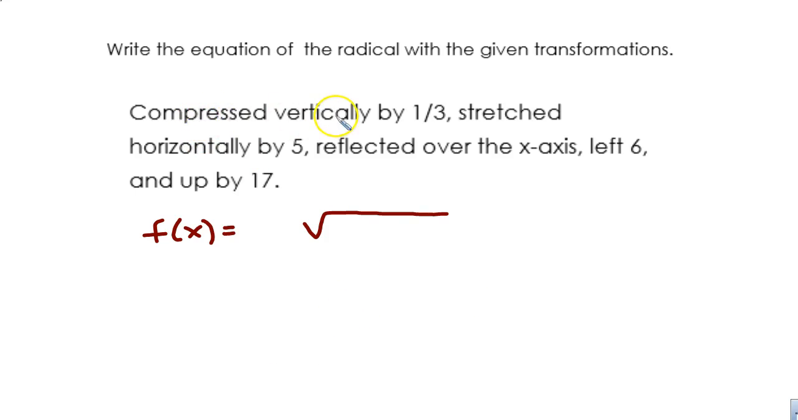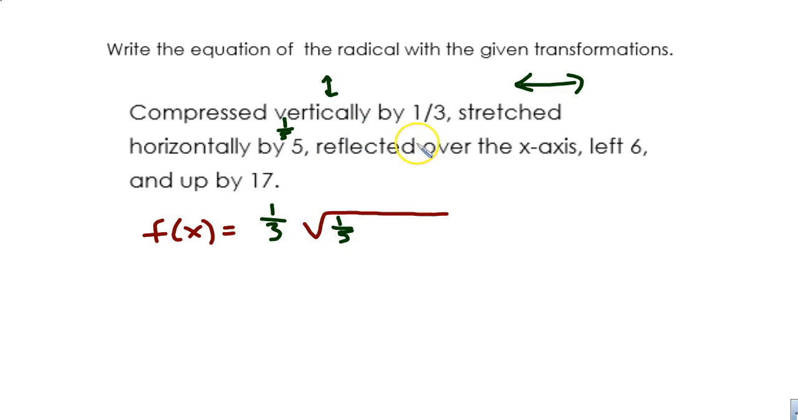Now it says compressed vertically. Vertically is up and down by 1/3. That happens outside the radical at the beginning. Compressed vertically by 1/3, it's just going to be a 1/3 at the very front. Stretched horizontally by 5 is left to right. Now that's going to be under the radical, and it's always the reciprocal of this number. So if it's stretched by 5, that means the number I'm going to have inside is the reciprocal of 5, or 1/5.